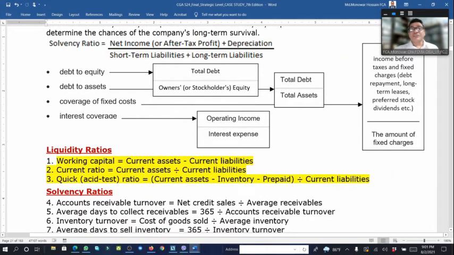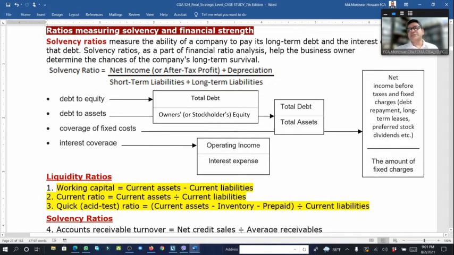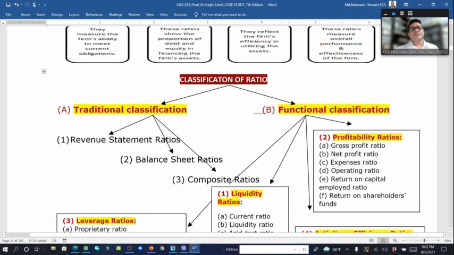Sometimes debt equity ratio. So how can we calculate it? Total debt divided by owners' or stockholders' equity. And sometimes debt to asset, total debt asset ratio. Sometimes coverage ratio is calculated: net income before tax divided by the amount of fixed charge. Sometimes interest coverage ratio: operating income divided by interest expense. This way, some solvency ratio: net income, that is after tax profit, plus depreciation, divided by short term liability plus long term liability. So this way we can calculate the different types of ratio.